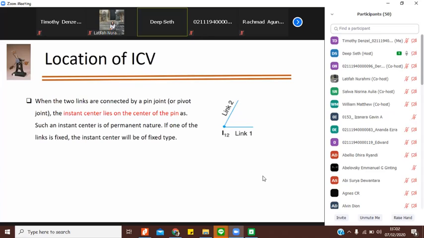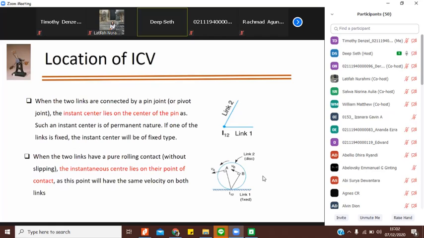Okay. So this I have already told you. When two links are connected by a pin joint, the instantaneous center lies at the center of the pin, meaning at the joint. Such an instant center is of a permanent nature. It doesn't change even if the link moves. And if one of the links is fixed, the instantaneous center will be fixed on the fixed link. Okay.